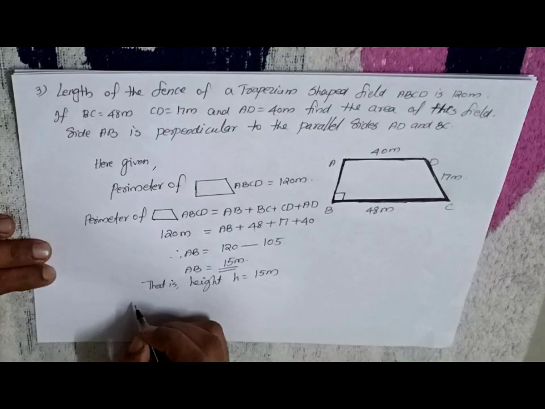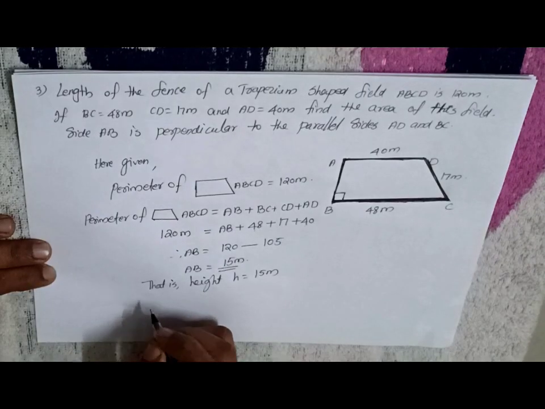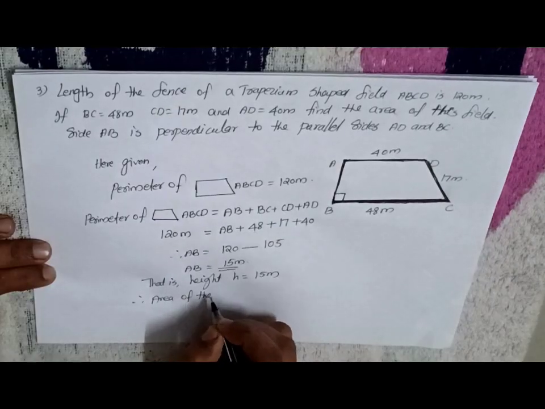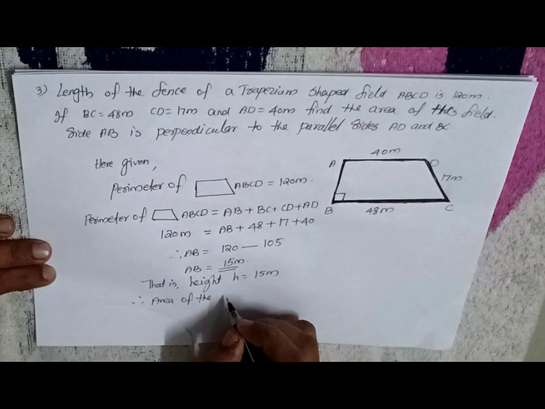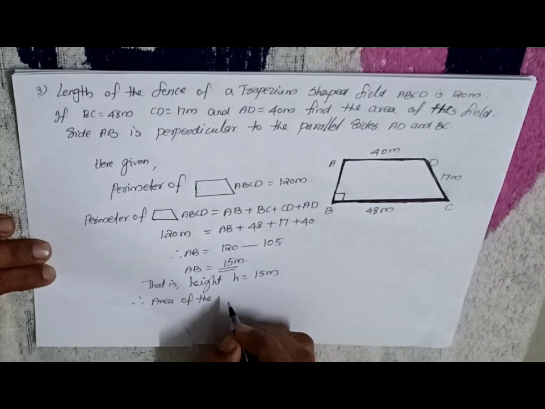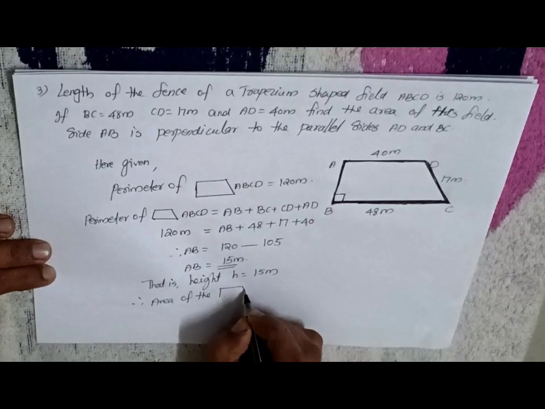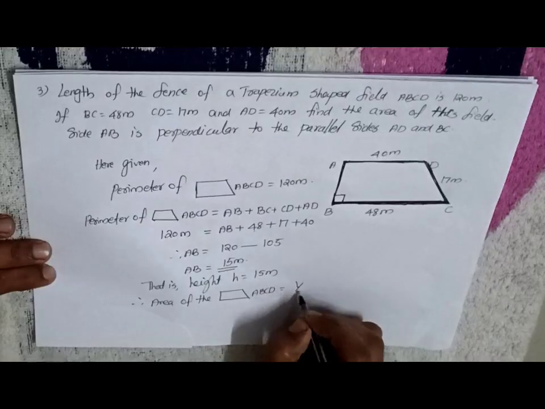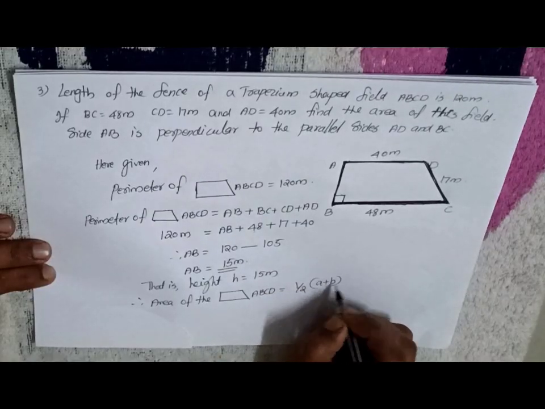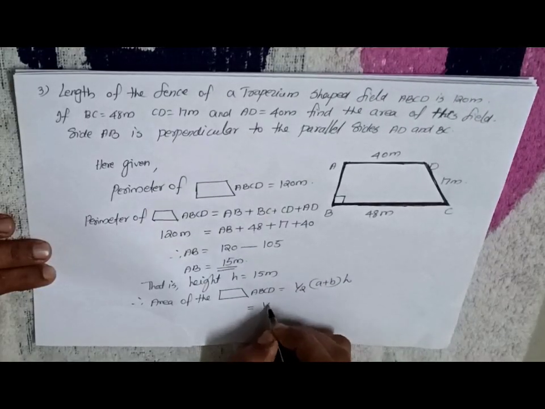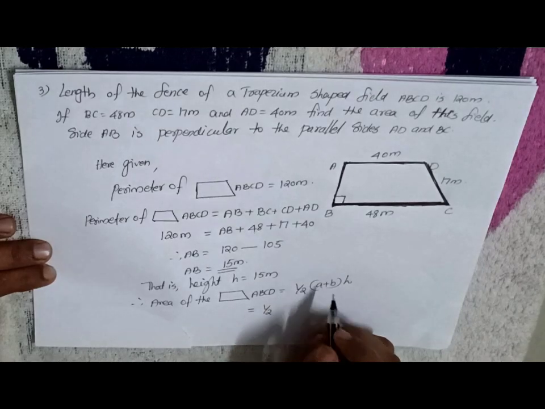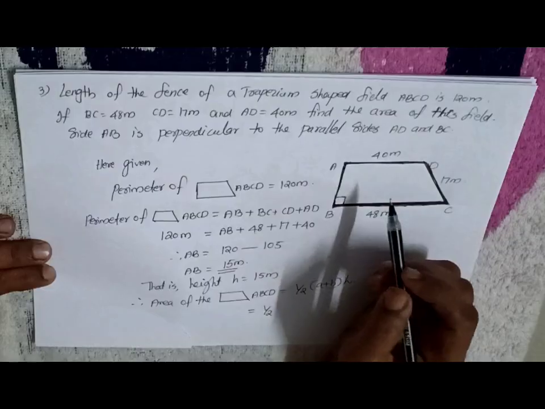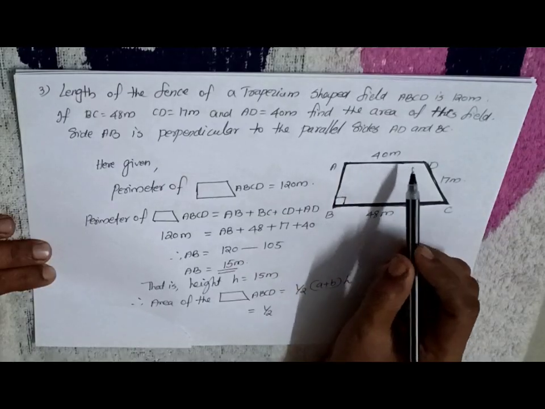Next, we have to find out the area of this trapezium field. Therefore, area of the trapezium shaped field ABCD equal to half into (a plus b) into h. That's equal to half into a is 48 meter and b is 40 meter.